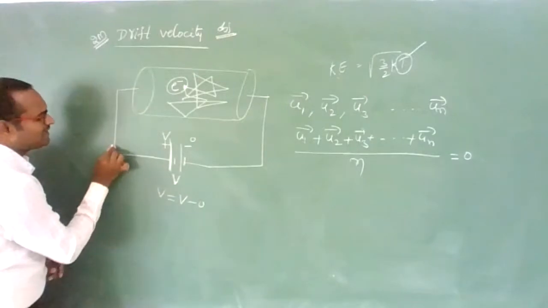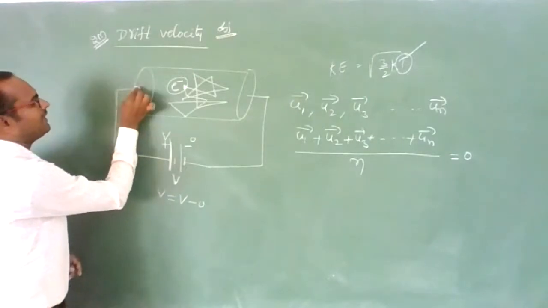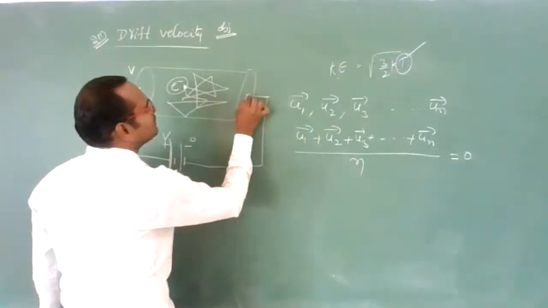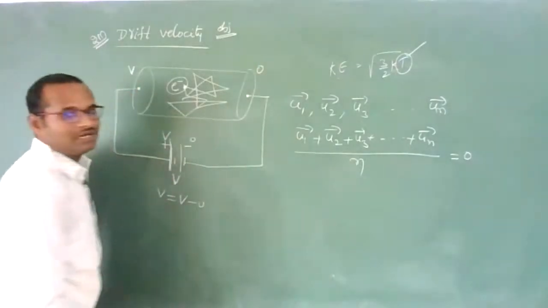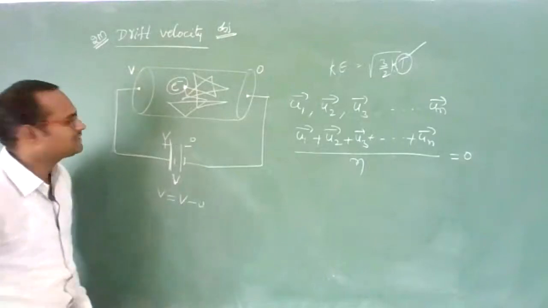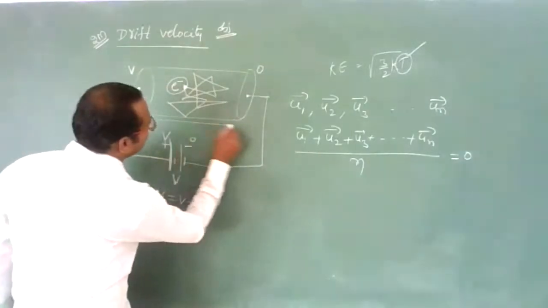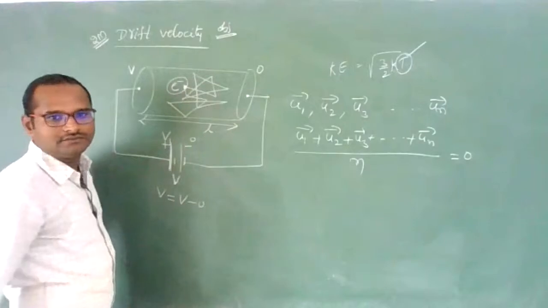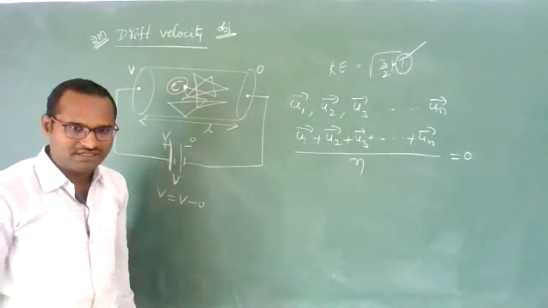Means this is just a conducting plate, conducting wire. Means here the voltage you are giving is V volt, here the voltage you are giving is 0 volts. Now here one potential difference is created. Let us suppose the length of this conductor wire is L.